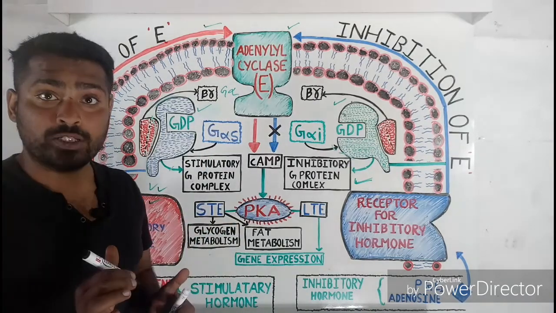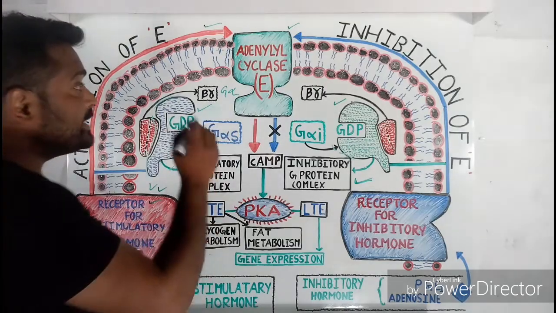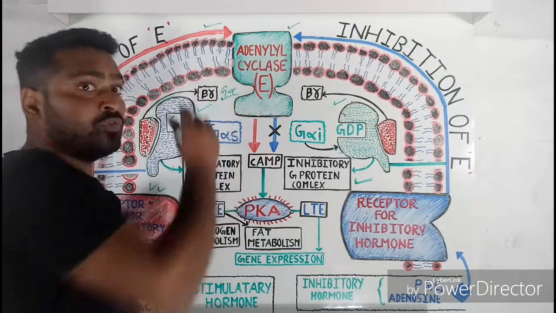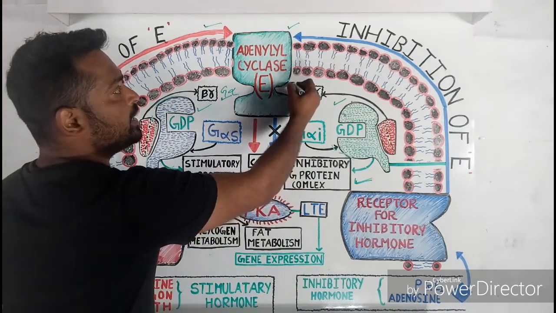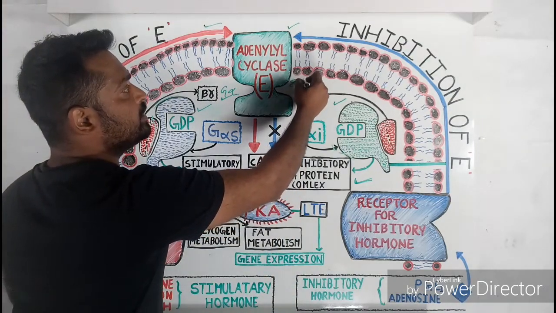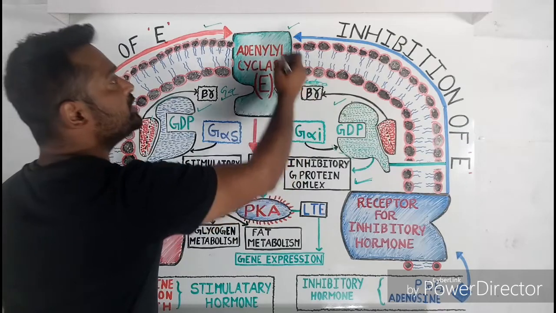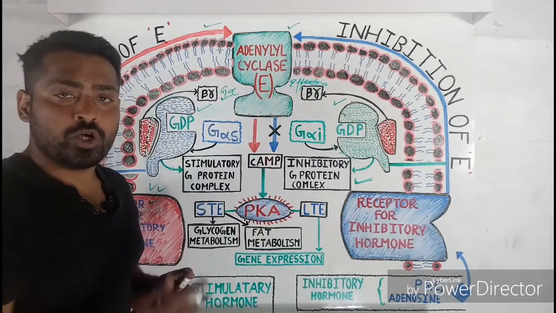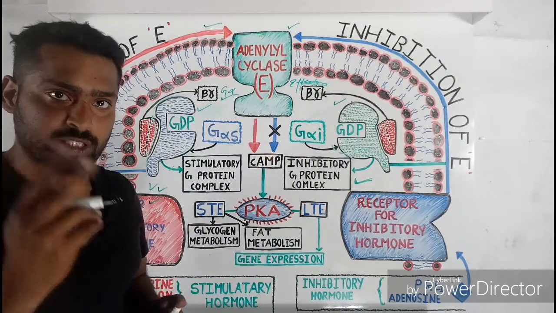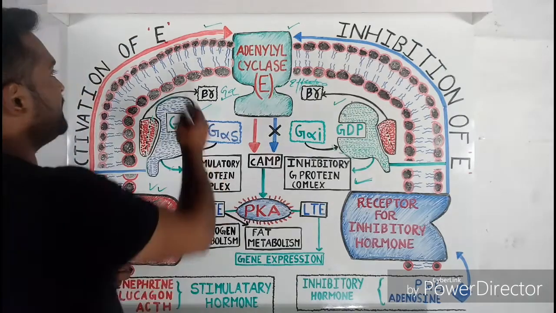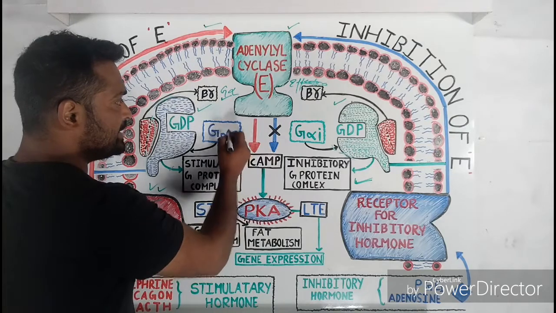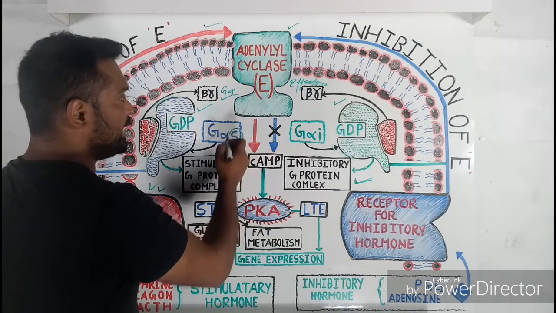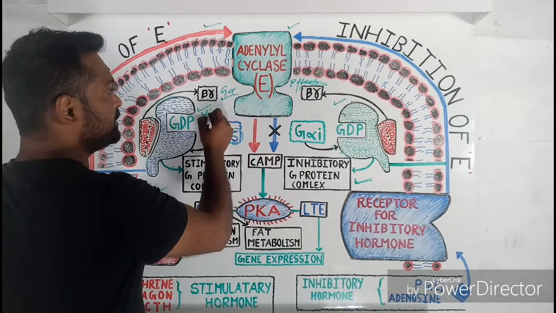Now here comes the main point, that is, this G-alpha subunit is the one which is actually going to influence the effector protein, and here that effector molecule is adenyl cyclase. So we have here two types of G-alpha subunits. In the activation side, this G-alpha subunit is known as G-alpha S. This S is for stimulatory.